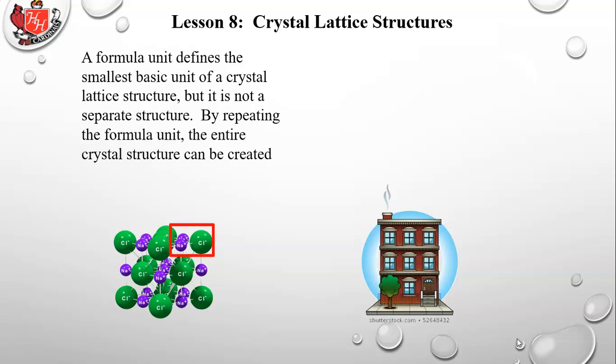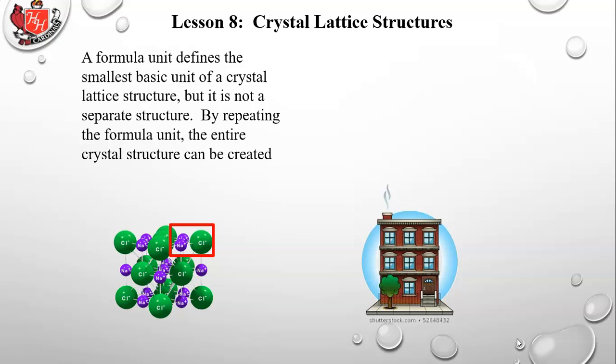A formula unit defines the smallest basic unit of a crystal lattice structure, but it is not a separate structure. By repeating the formula unit, the entire crystal structure can be created. So there you see in the red box an Na and a Cl. That's the smallest structure of the crystal lattice structure of a sodium chloride crystal lattice. So it's not a separate structure that can be pulled away.